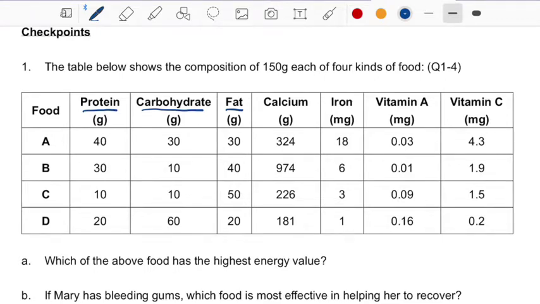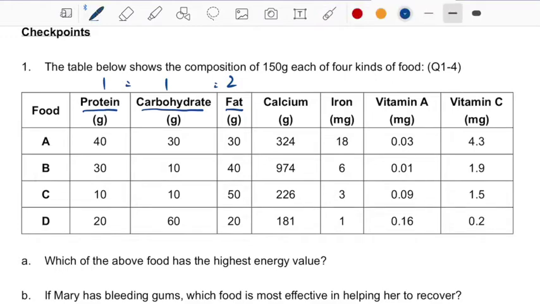So the ratio would be 1 to 1 to 2. Suppose we have 30 grams of carbohydrate and 30 grams of fat. The energy released from fat is doubled when compared to the energy released from 30 grams of carbohydrate. So in order to work out which one has the highest energy value, we need to use a ratio and work out the total amount of energy that can be released for each type of food.